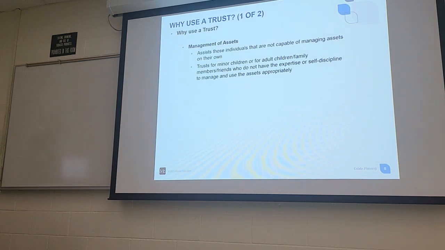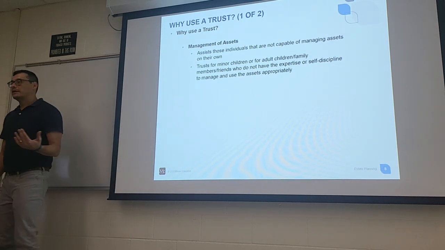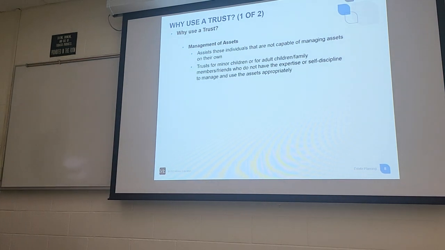A lot of times, minors, okay, if their parents pass away, they can inherit assets. If it's a testamentary trust, the assets will pass to a trust until they're a certain age, at which point they can take over the business or the asset, whether it be a house, the family jewelry, or whatever.